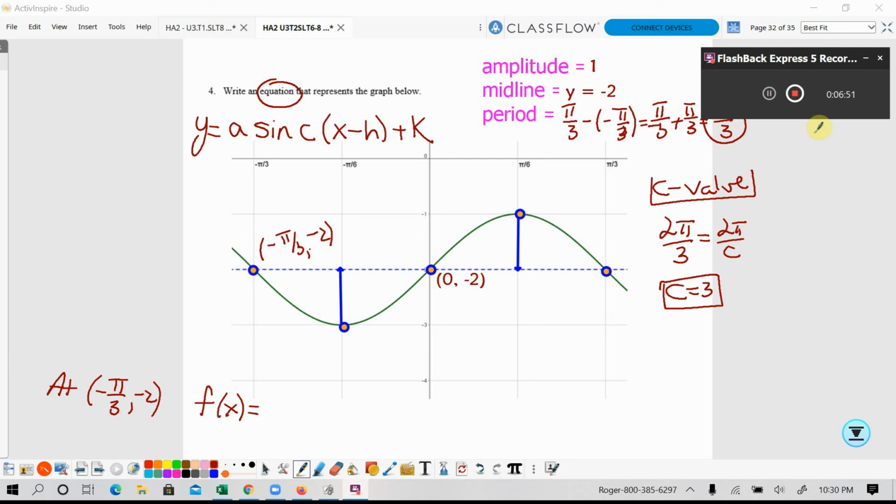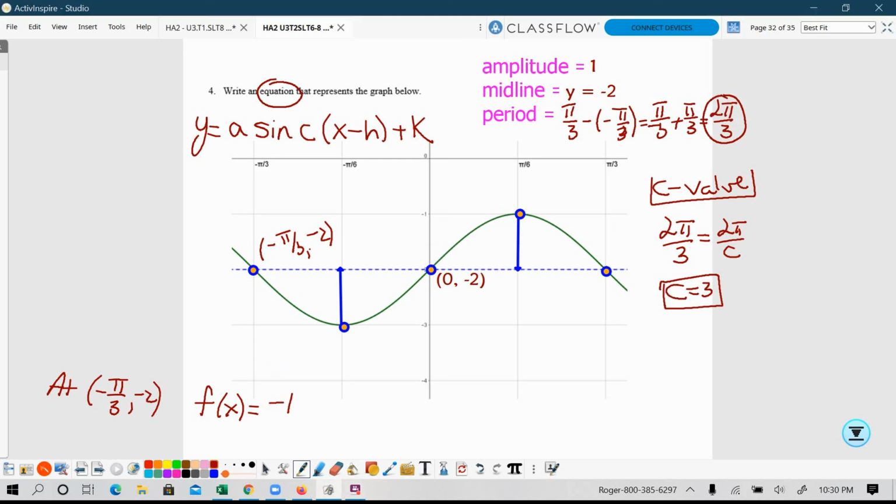My equation, if I started at negative pi over 3 comma negative 2, will be negative A. Let me explain quickly why. My amplitude was 1, but my sine graph starts at the midline or a middle point and moves downward. A normal sine graph starts at the midline and goes up. If I notice that it starts going down from the first middle point, I have to incorporate a negative A value or a negative amplitude for that in my equation. So that's why I'm writing negative 1 there.